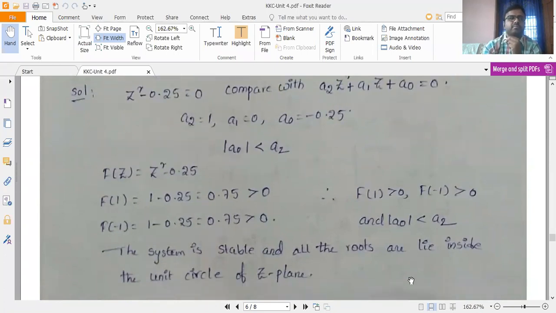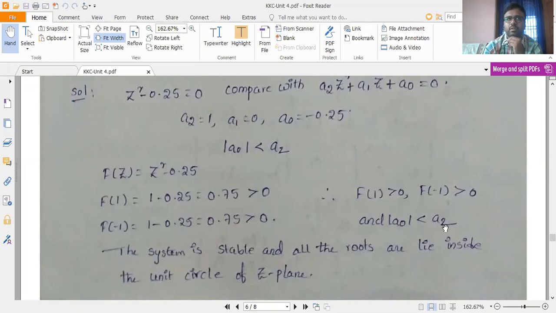Okay. So for a second order equation, how many rows are going to be obtained? 2 into 2 minus 3. 2 into 2 means 4 minus 3, that is only one row is going to be obtained. Therefore, with simple observation only, we can say the stability of the system. That means f of 1 is more than 0, f of minus 1 is also more than 0, and a0, 0.25, is less than 1.